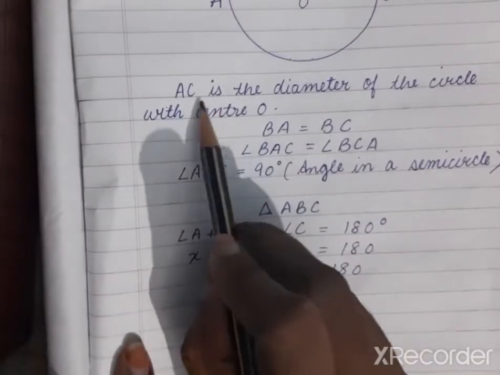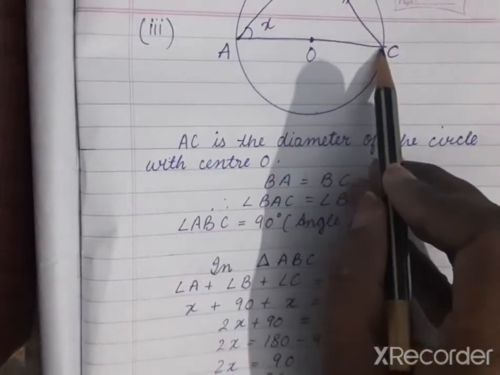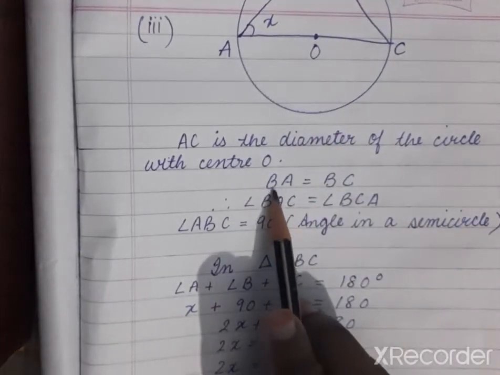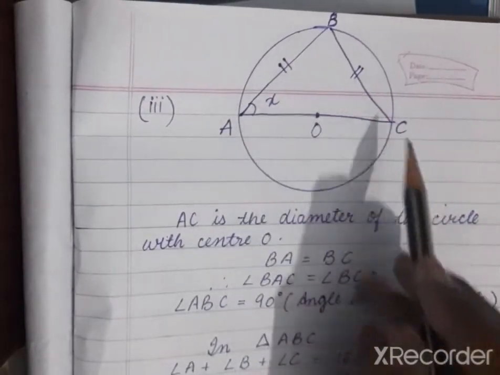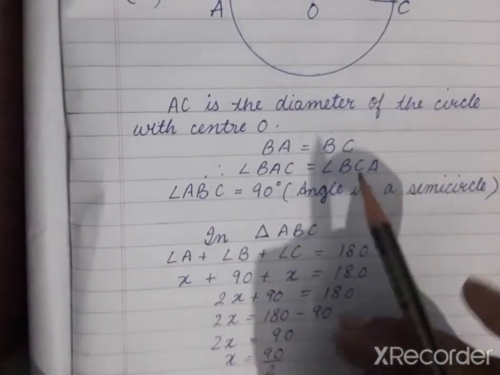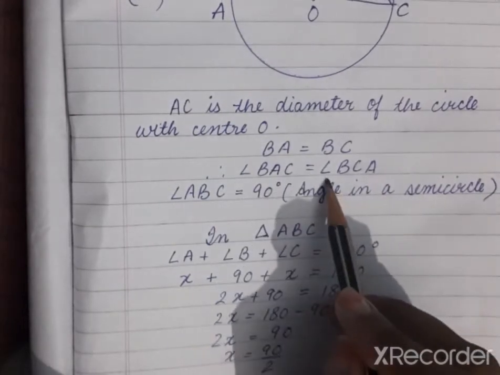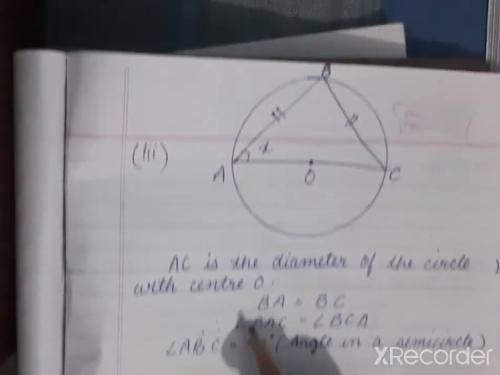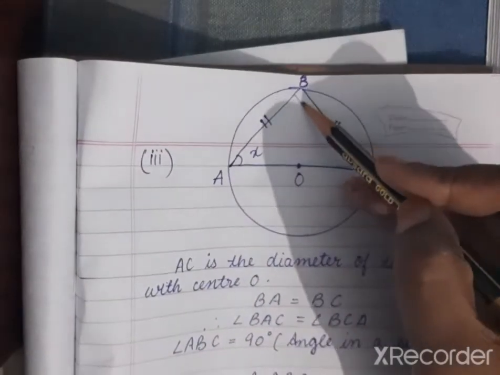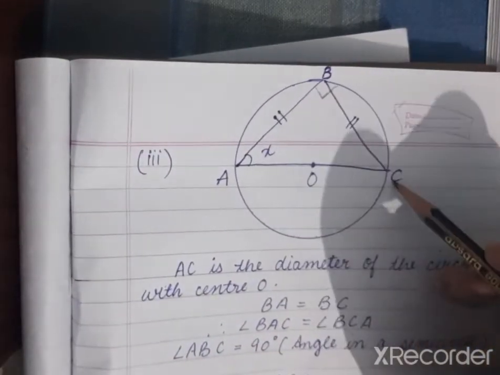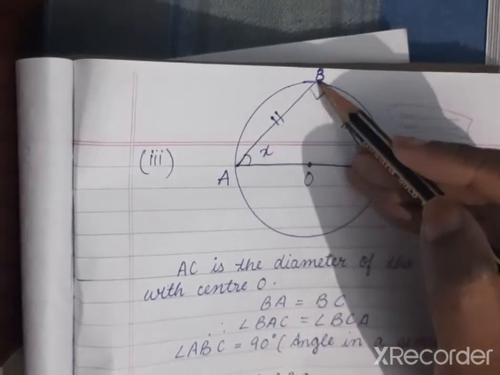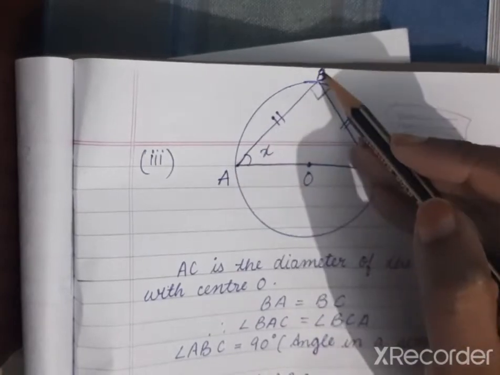Now again we can write AC is the diameter with O as a center. We can say that in the question it is given BA is equal to BC. There you can see BA is equal to BC. Therefore angle BAC will be equal to angle BCA. Now here again this angle will be equal to 90 degree because it is formed in a semicircle joining the 2 points of the circle.